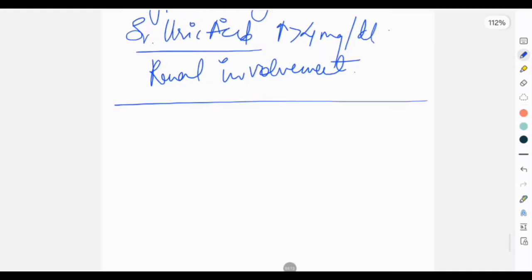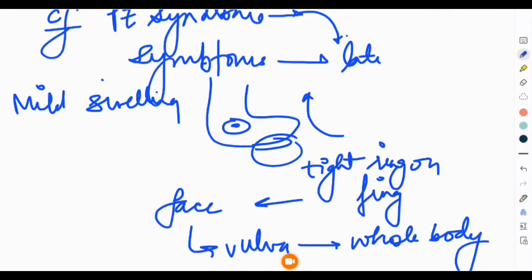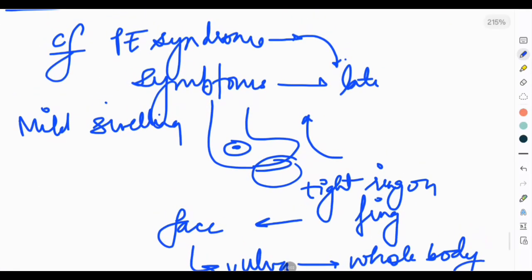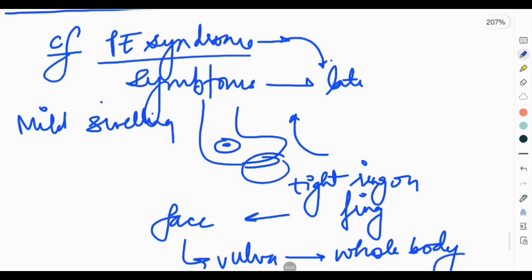Then we move on to the clinical features of preeclampsia. It is also called the preeclampsia syndrome. In this, the symptoms appear late: mild swelling over the ankles, that is a tight ring on the finger. Then it moves on to the face, the vulva, and then the whole body. It increases on rising from the bed.